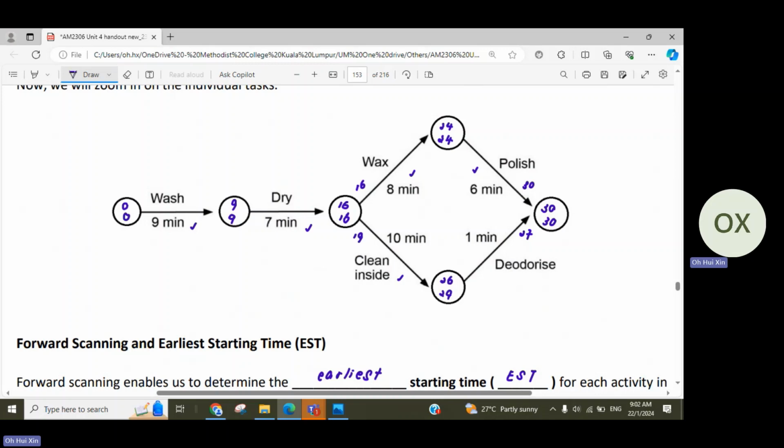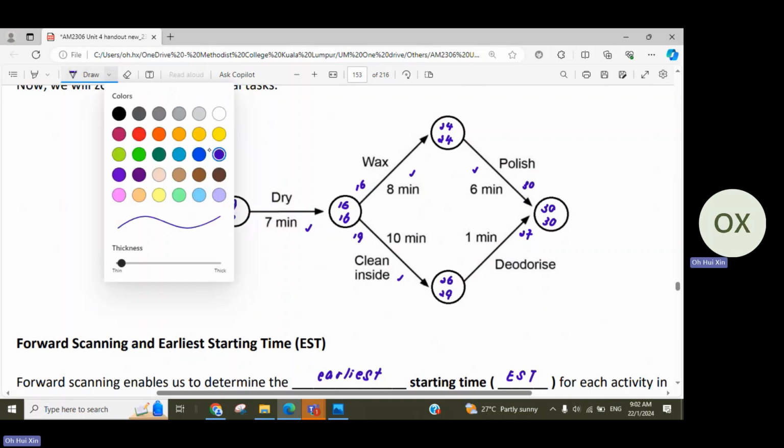Something that you must be very careful about is that when you finish the entire thing, at the node here, your first node is supposed to always be 0, 0. If the latest starting time for this one is not 0, then that's definitely a mistake that you have made, because you will definitely have a critical path. So the critical path needs to start at your starting point as well. So you will definitely get 0, 0 at your first node. If you can't get it, then something is wrong.